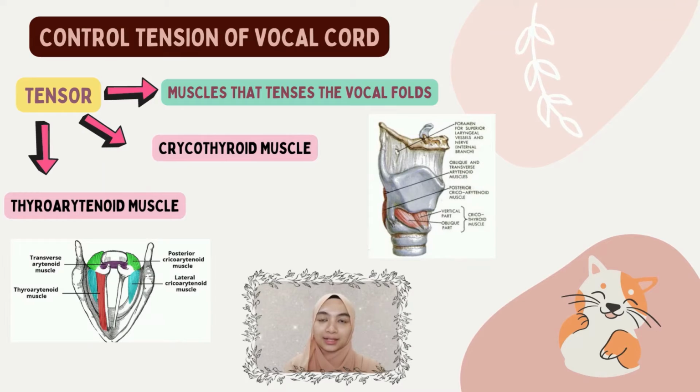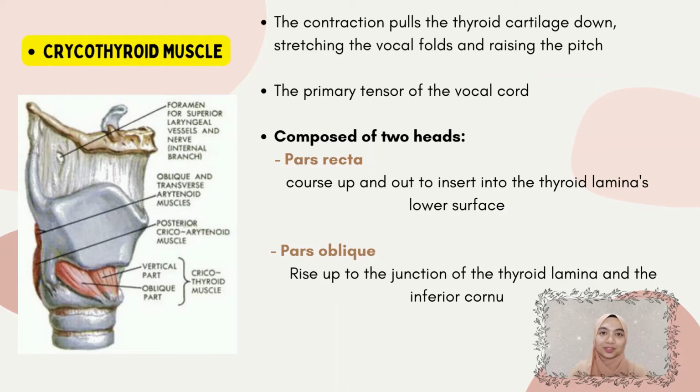Control tension of the vocal cord. Tensor is defined as the muscle that tenses the vocal folds. There are two types of tensor muscle, which are the cricothyroid muscle and the thyroarytenoid muscle. For the cricothyroid muscle, the contraction pulls the thyroid cartilage down, stretching the vocal folds and raising the pitch, and it is also the primary tensor of the vocal cord. It is composed of two heads, which are pars recta and pars oblique. Pars recta goes up and out to insert into the lower surface of the thyroid lamina, and pars oblique rises up to the junction of the thyroid lamina and the inferior cornu.